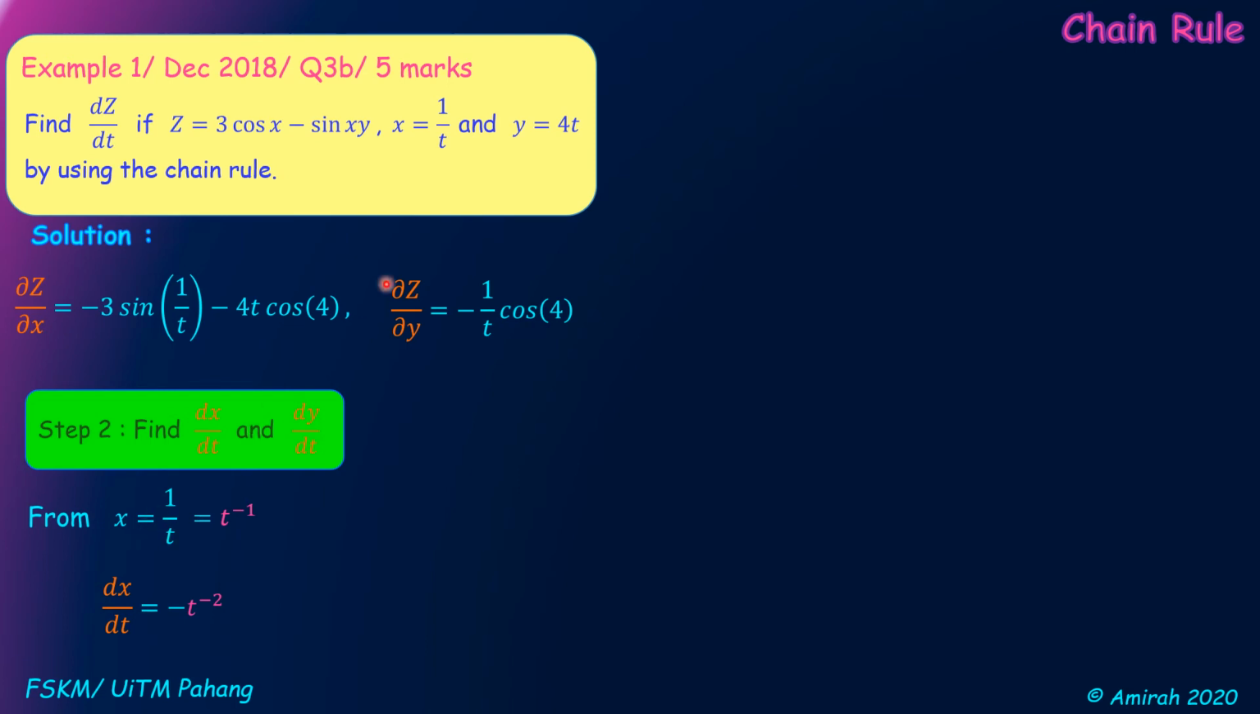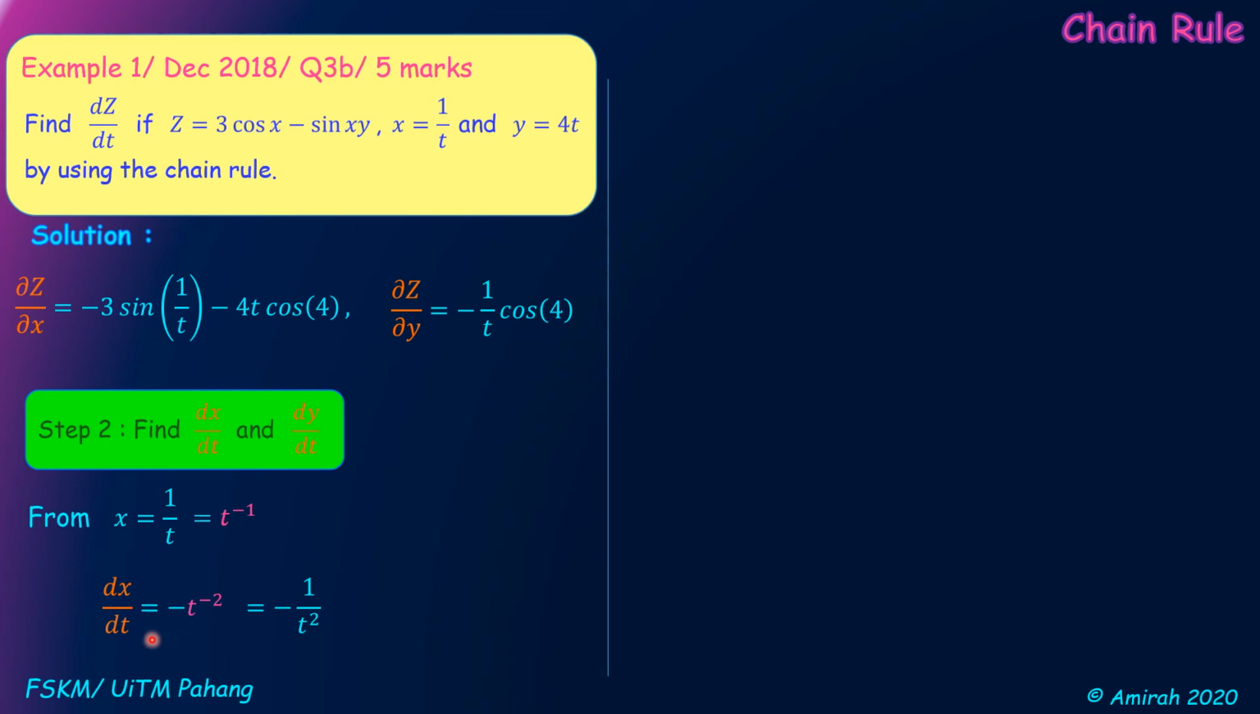X here is given in terms of one variable only. So we just use straight d here or normal d. No need to use del d. And when we differentiate t to the power of negative 1, we can use the power rule. So we get negative t to the power of negative 1 minus 1. So we get to the power of negative 2. Or we can write it as negative 1 over t squared.